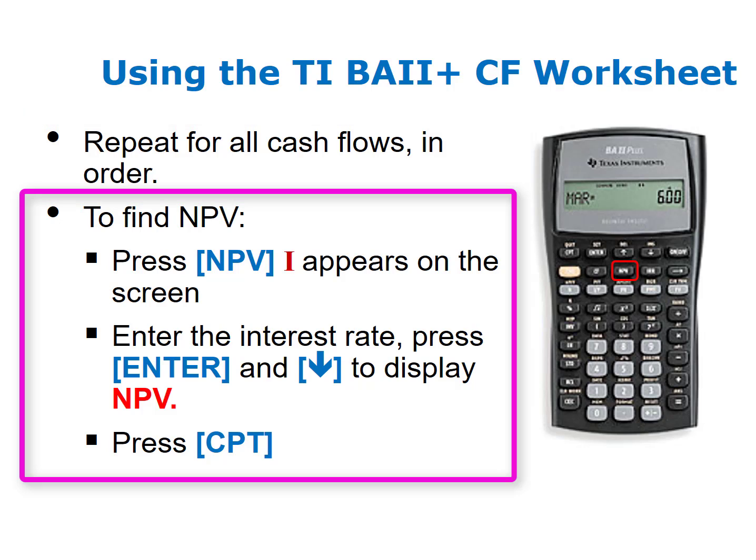When all are entered, press NPV. The screen displays I, asking for the discount rate. Enter it, press the down arrow, and compute. NPV will display.